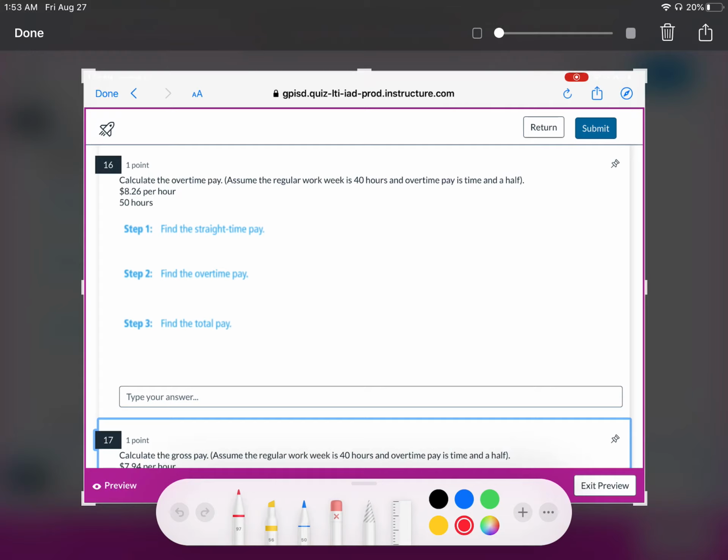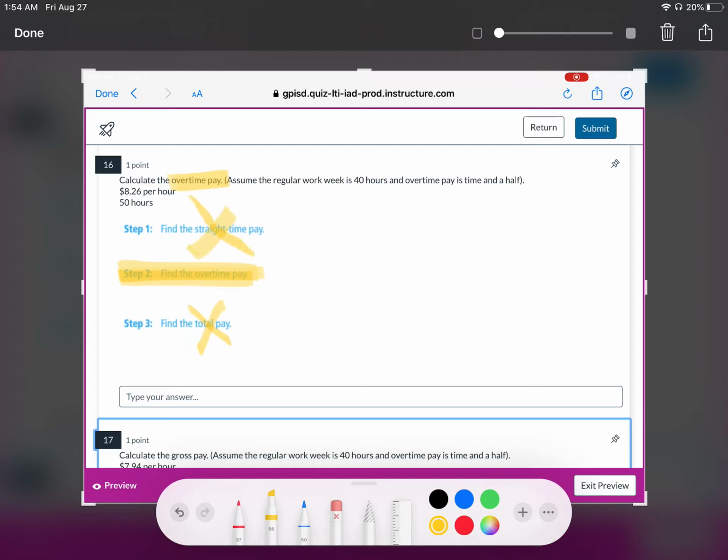Number 16 says calculate the overtime pay. I actually am going to have to do 2 more examples, and I see why. This question asks for the overtime pay. So notice that we're going to stop there. We don't have to find the total pay. It's not asking for the total pay. So we're going to stop after step 2. Oh, we're only going to do step 2. It's only asking for the overtime.